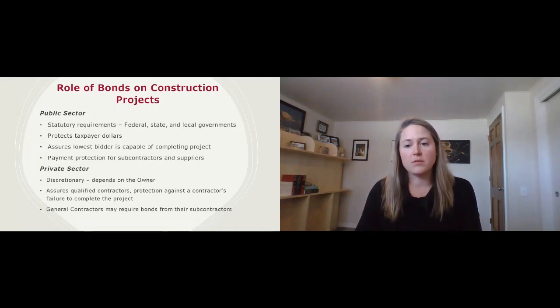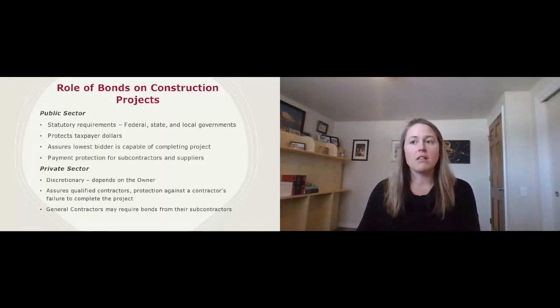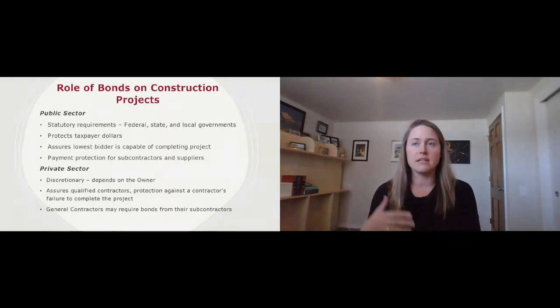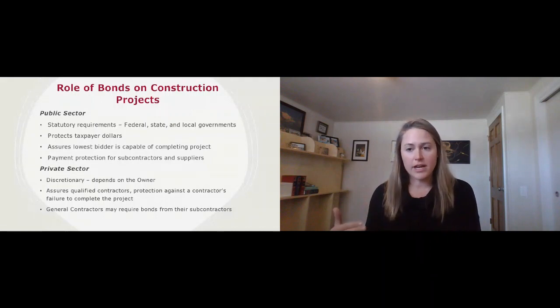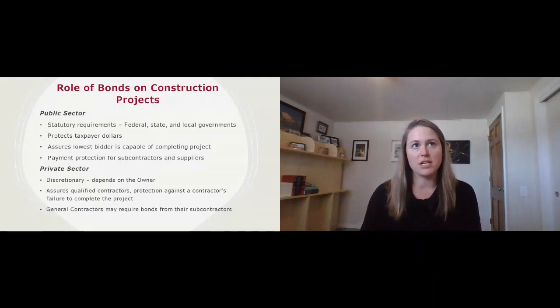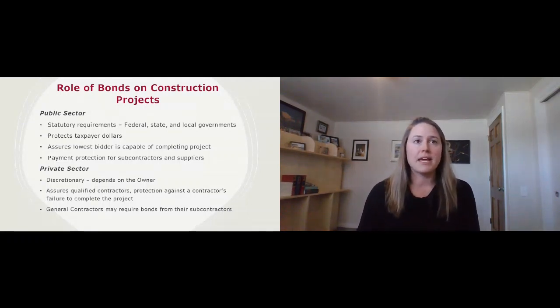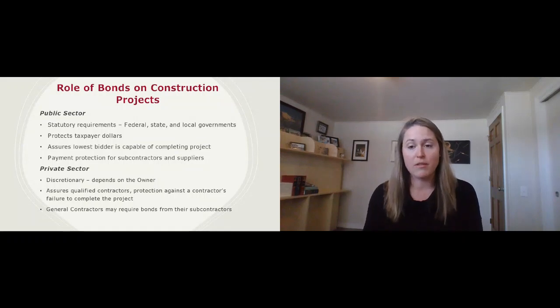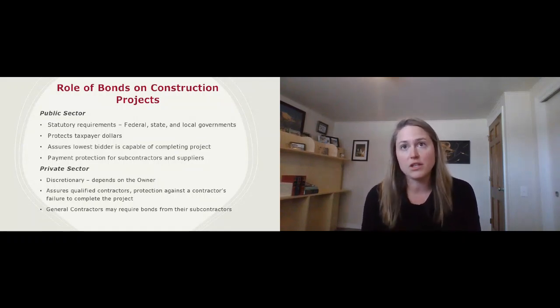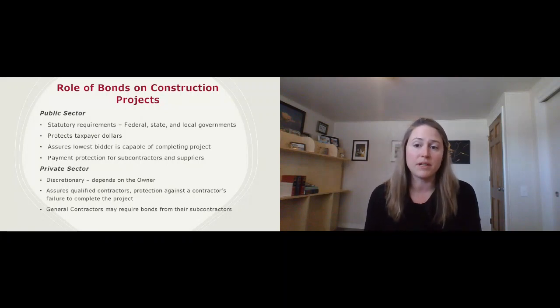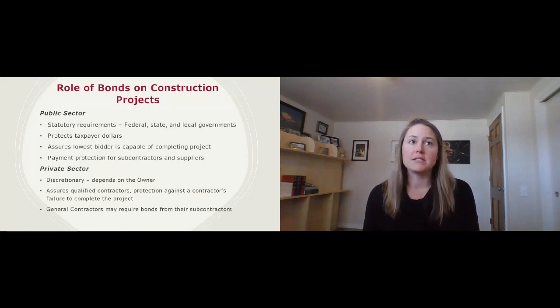Typically, a performance bond will be required by law or by rule for a major public construction project. There are a lot of different levels of statutory requirements. You've got the federal level, the state level, the local level. Those are going to vary depending on what type of public project it is. The purpose of this is to protect taxpayer dollars and assure that the bidder who wins the scope of work for the project is actually capable of completing the project. And it's payment protection for the subcontractors and material suppliers on a project.